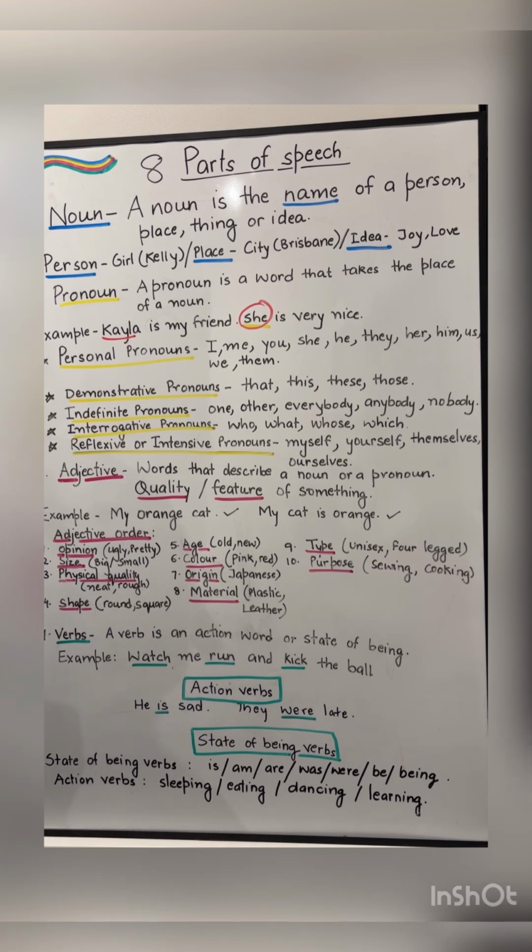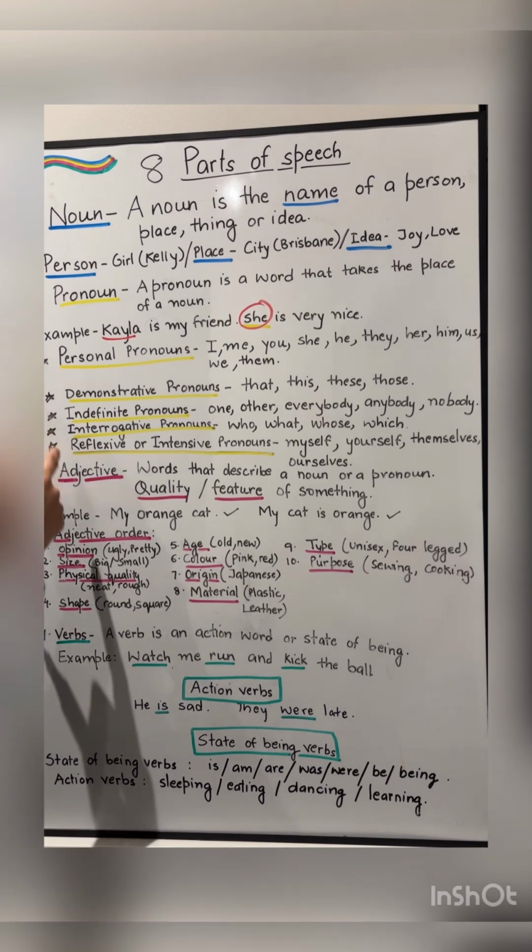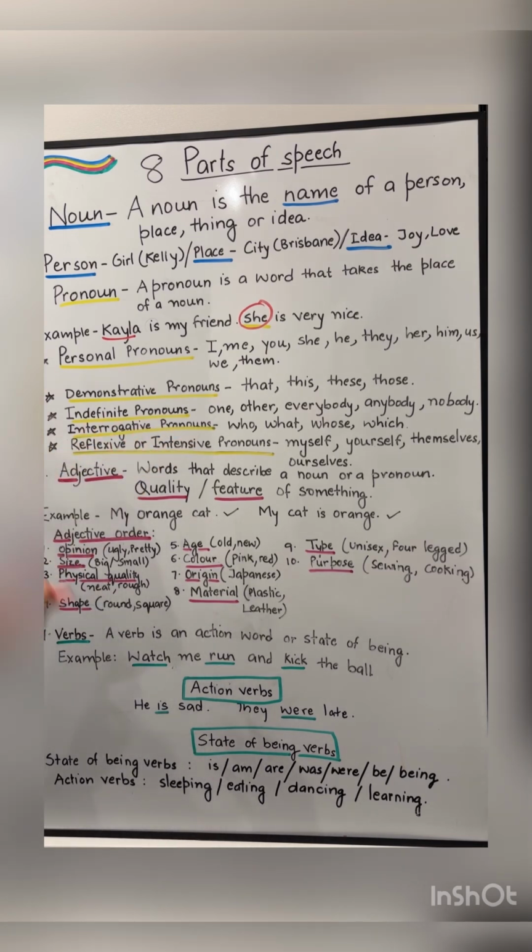For another example, I can say Kyla is my friend. Kyla is a noun. But I can also say she is my friend. When I say she, I'm not naming her, but I'm talking about somebody. Then that becomes a pronoun.